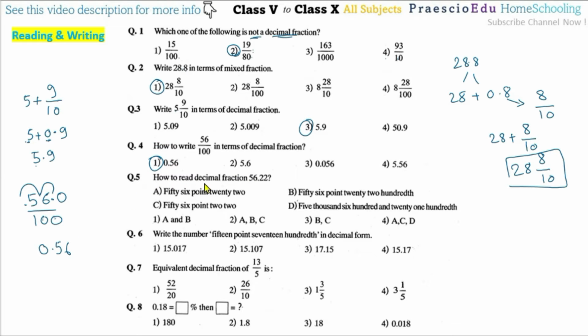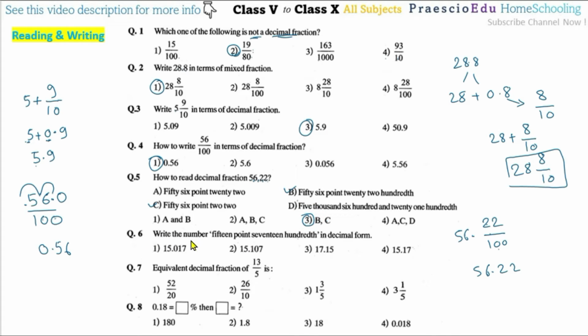Now question number 5, how to read the decimal fraction 56.22. 22 hundredth means 22 by 100, or we can say 22 hundredth. So this is 56 point, and for the reading purpose, 56 and then point, then 22 hundredth. 56.22 is also correct. This is given in statements B and C, and option number 3 mentions B and C correctly, so option number 3 is the correct one.